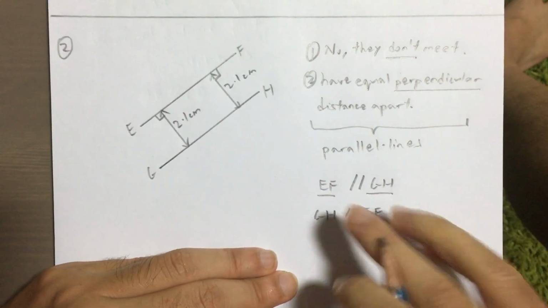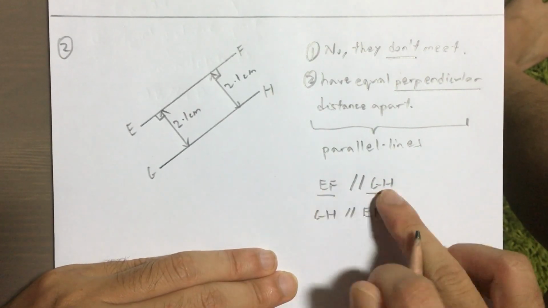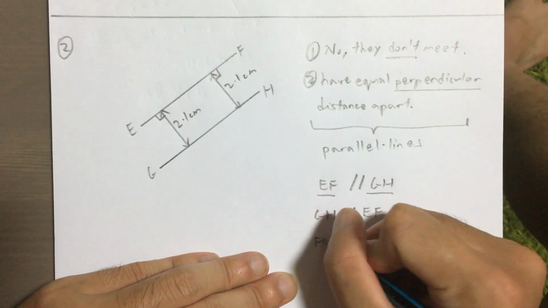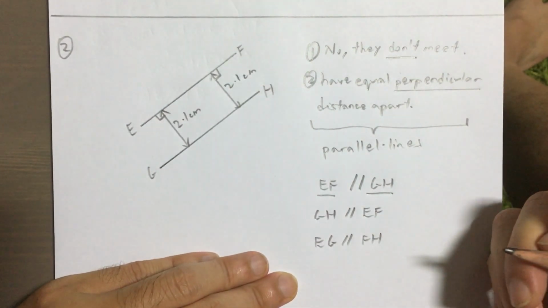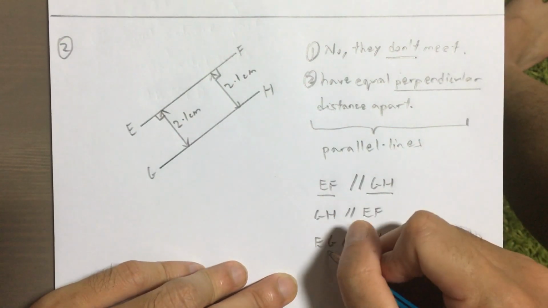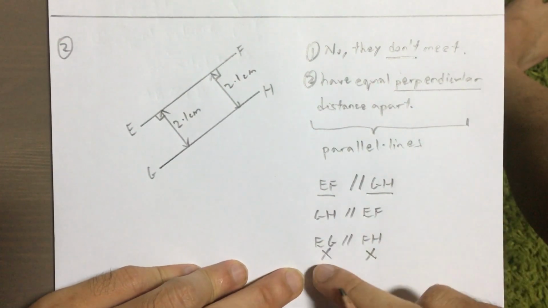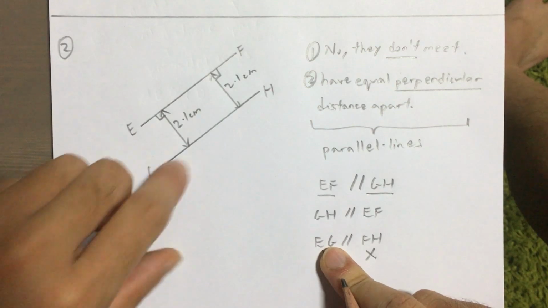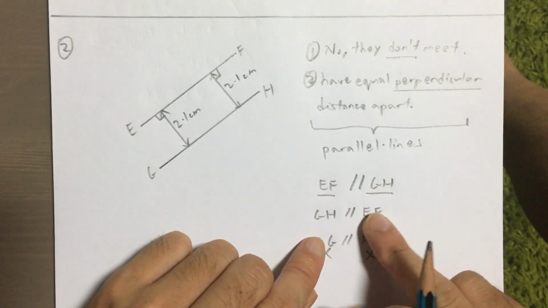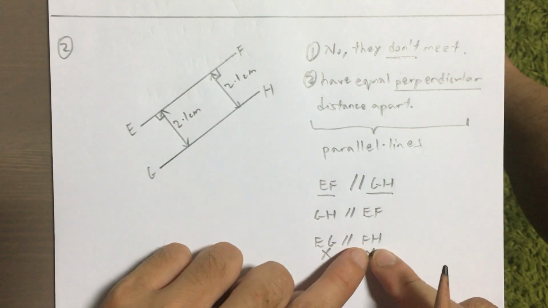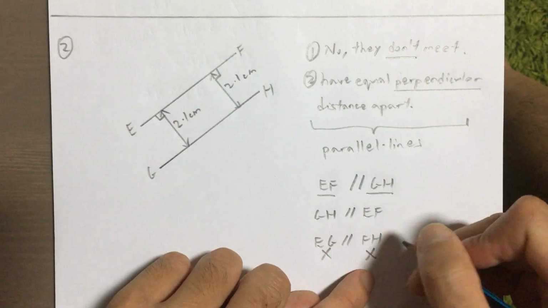It doesn't matter the sequence. But can I write this? This is obviously wrong, because there is no line EG, and there is no line FH as well. I can interchange the position, it doesn't matter, but I cannot interchange the different letters. This is totally wrong.